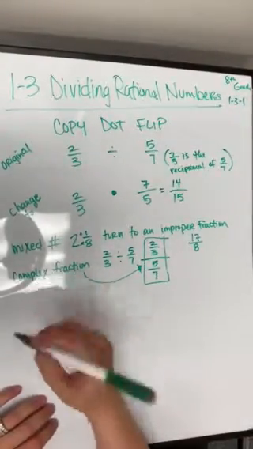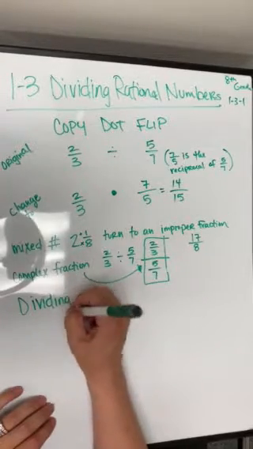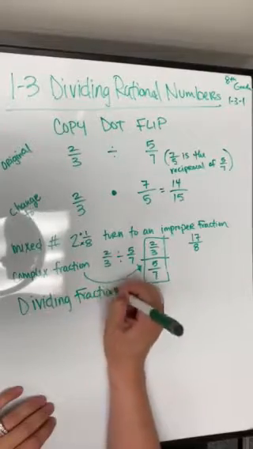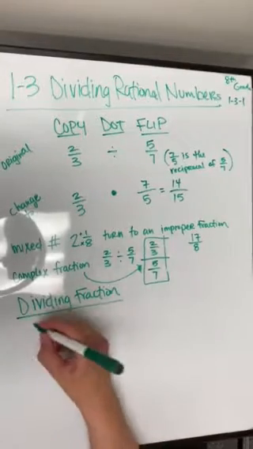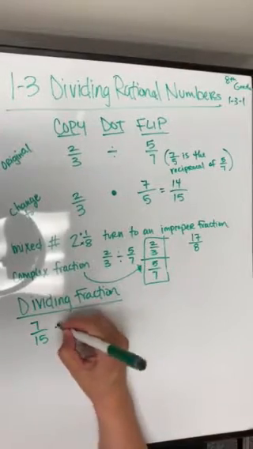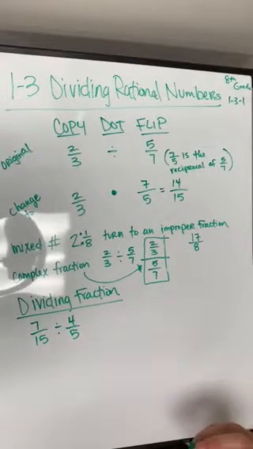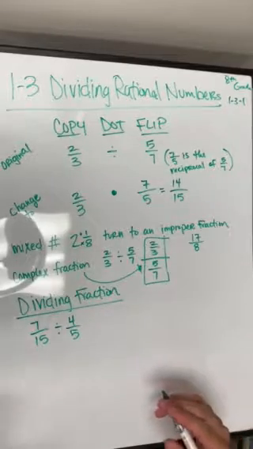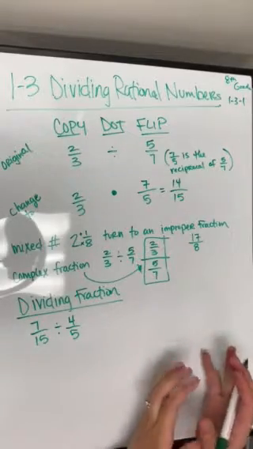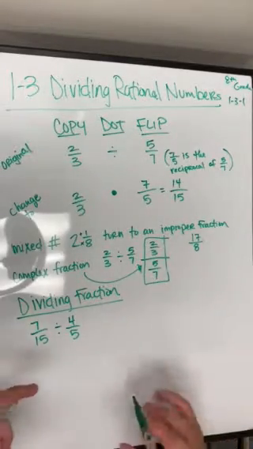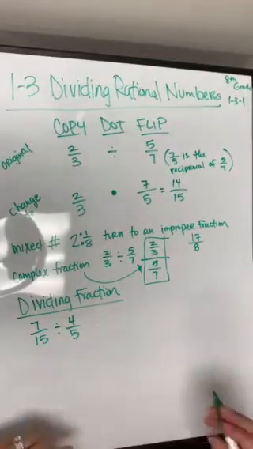All right, so dividing fractions. You just need to be aware of this copy dot flip. That's really what we're going to be working with. If I have 7/15 and I divide it by 4/5, then there's 2 ways that you can really do this. After you copy dot flip it, you can cross cancel and then you don't have to simplify in the end. But if you just want to copy dot flip it and go straight across, then you'll have to simplify in the end. I'll show you both ways.